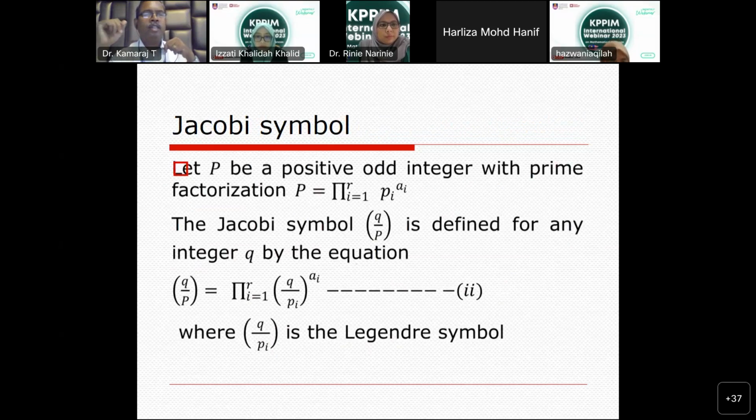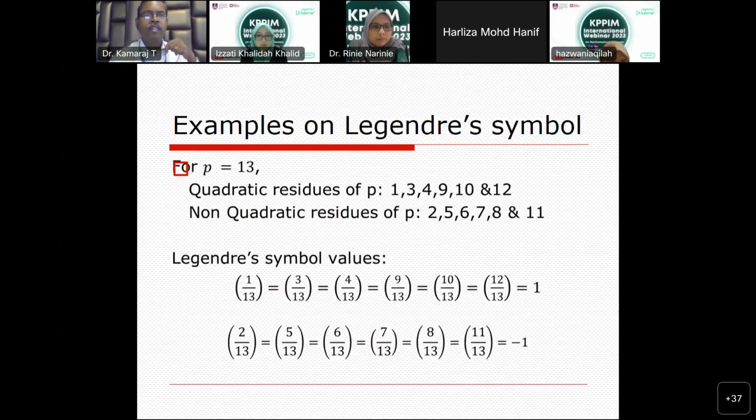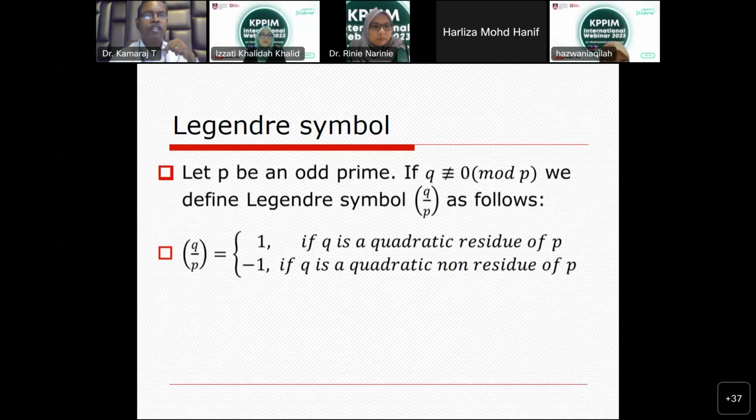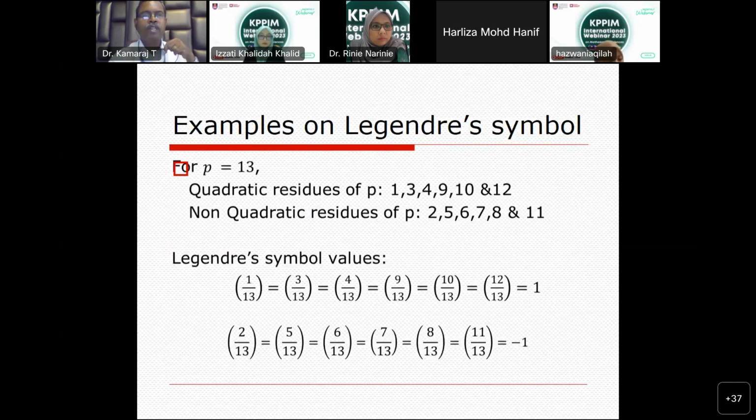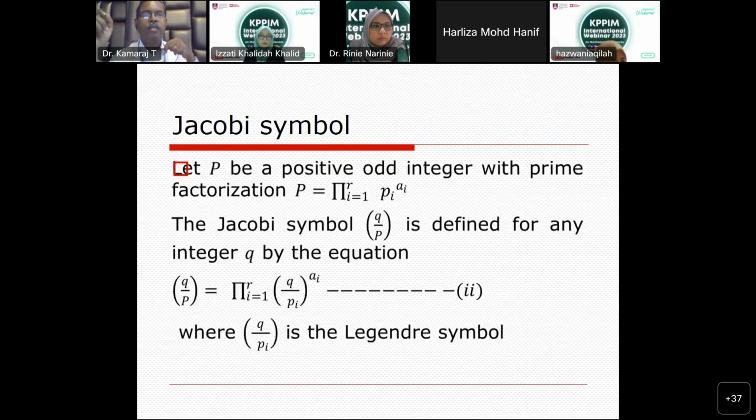As a generalization of the Legendre symbol, we also have another symbol called the Jacobi symbol. In the Legendre symbol definition, you can see there is a restriction on the denominator: the denominator p is an odd prime number. But in the Jacobi symbol, it is not the case. Here, p can be any positive odd integer, but need not be prime. So p is any positive odd integer with a prime factorization, okay?